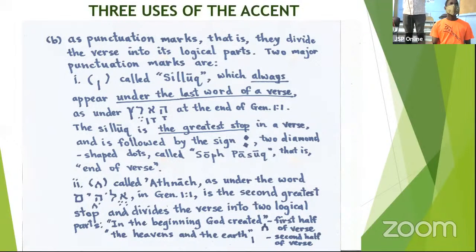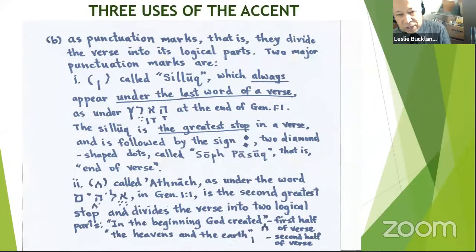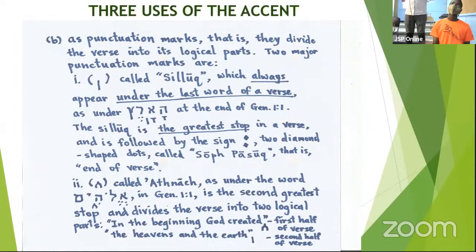All right. Now, if we were to write a verse on our own, we could either use the two diamond shapes for a full stop, or we could use the greatest stop that we have here, the Siluk. Well, you could use those two diamond shapes to indicate the end of the sentence. That's how it is in the Hebrew Bible. You consistently see the end of the verse when you have those two diamond shapes.